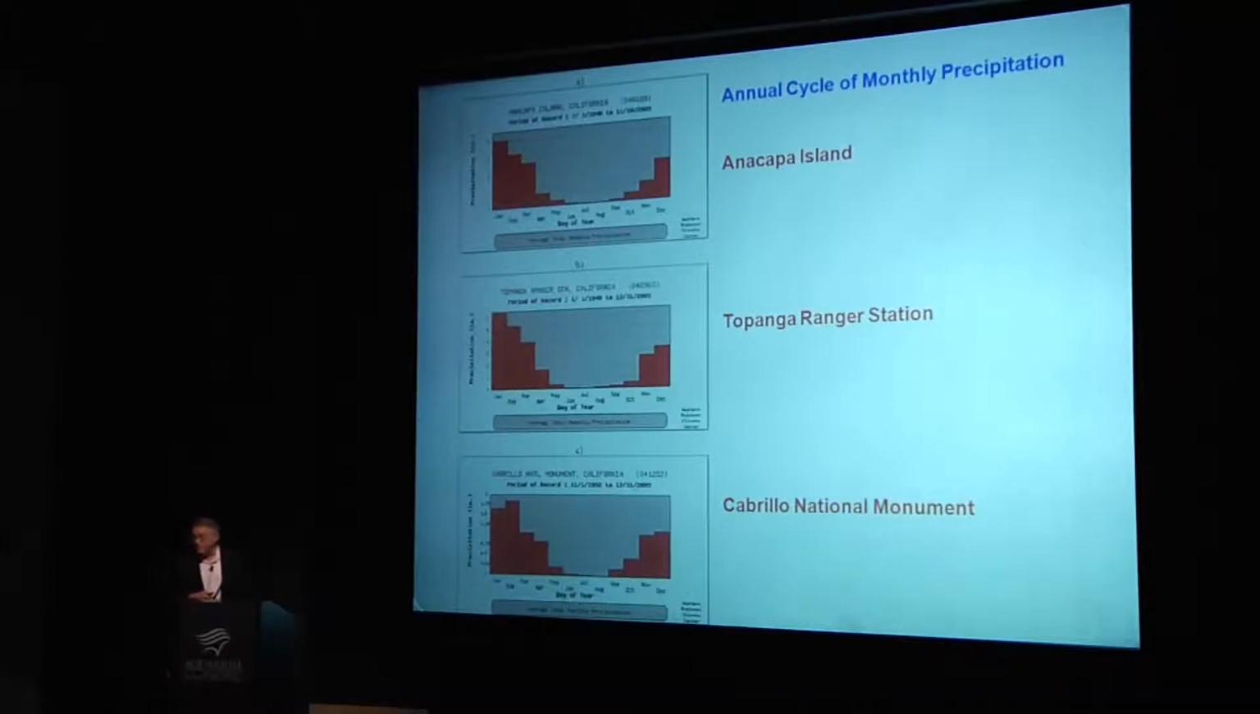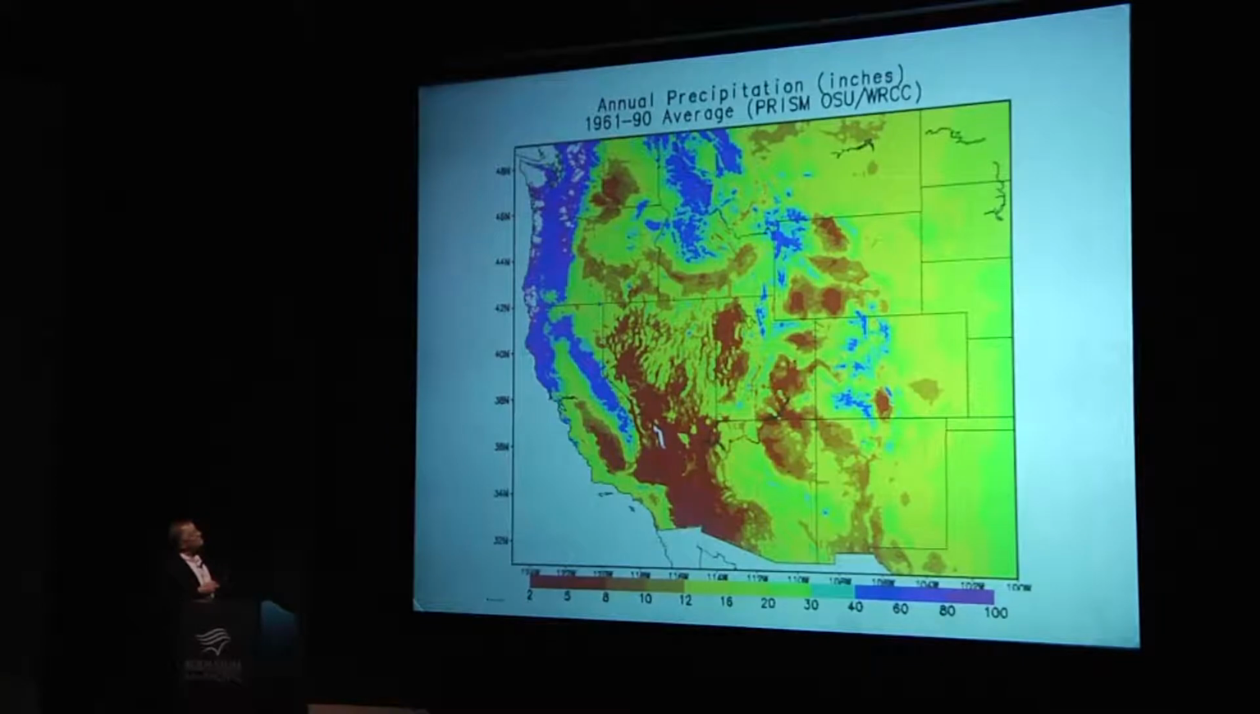So how's this distributed in time? Well, it's a pretty simple picture. Even though we're not in the Mediterranean, it's called the Mediterranean climate because it has that same feature, which is it's wet in the winter and dry in the summer. These are long-term averages. Out on Anacapa Island, Topanga Ranger Station, and Cabrillo National Monument down in San Diego, it's just wet, dry, wet. It's pretty simple. And it's a pretty lengthy dry period in the summer where there is practically nothing to speak of that falls from the sky.